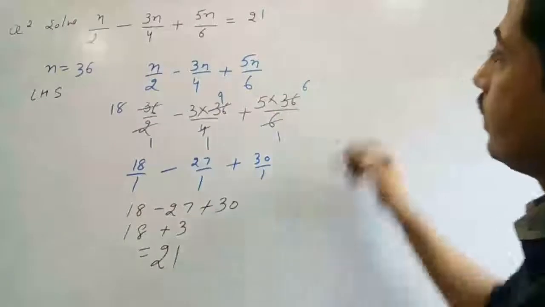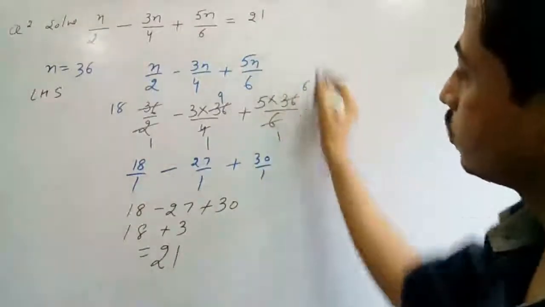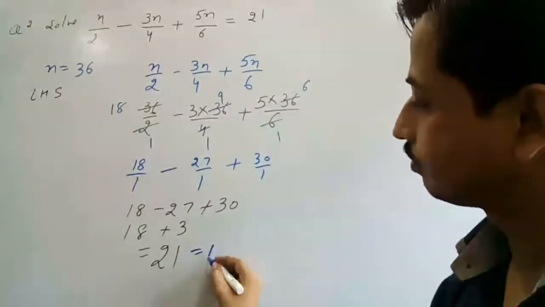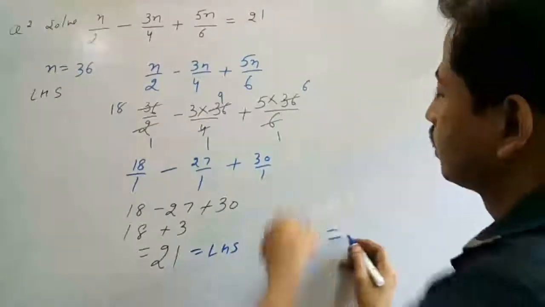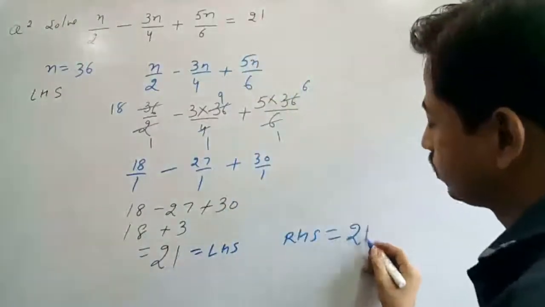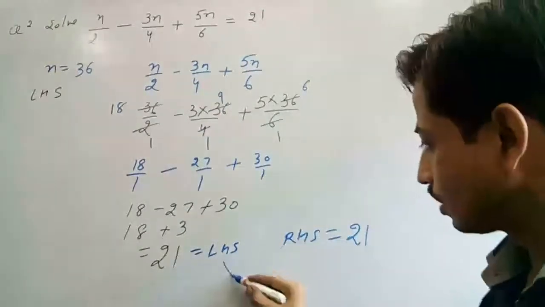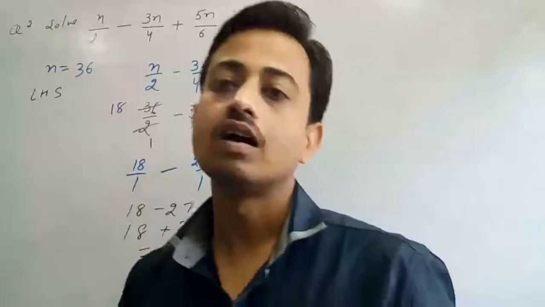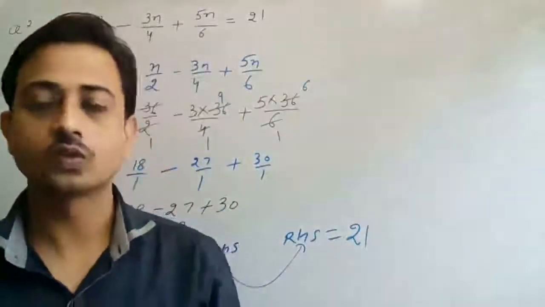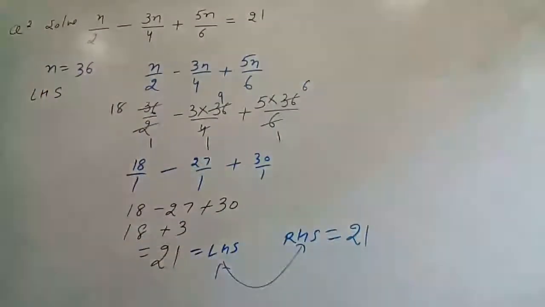Now do the right hand side. Right hand side is what? This is our left hand side, and right hand side is what? Right hand side is already given, which is 21. So left hand side is equal to right hand side. We have verified. So please make a note.